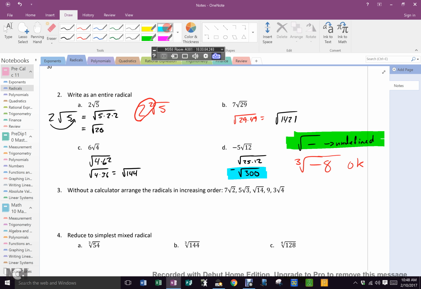Now let's see if you guys can follow basic logic. Is this okay? 4th root of a negative. Yes or no? No. Undefined. That's why it's green. Is this okay? 5th root of a negative. Yes. What's the key? Odd numbered indices can have negatives. Even numbered indices cannot.